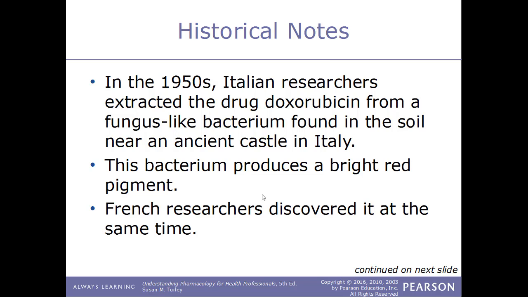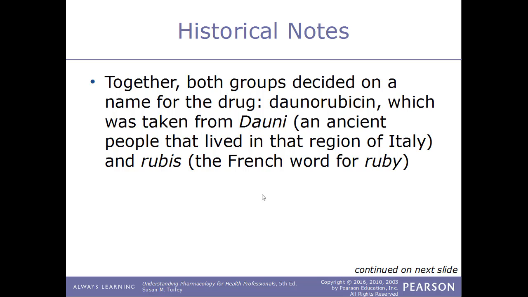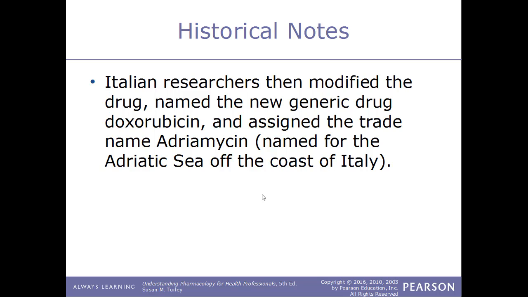Now we'll mention a quick historical note about doxorubicin. In the 1950s, Italian researchers extracted the drug from a fungus-like bacterium that was found in the soil near an ancient castle in Italy. This bacterium produced a very bright red pigment, and French researchers discovered it at the same time also. Together, both groups decided on a name for the drug, daunorubicin, which was taken from Dauni, an ancient people that lived in that region of Italy, and rubis, the French word for ruby, because of the red color. Italian researchers then modified the drug and named the new generic drug doxorubicin, and assigned the trade name Adriamycin, which is named after the Adriatic Sea, which is off the coast of Italy.